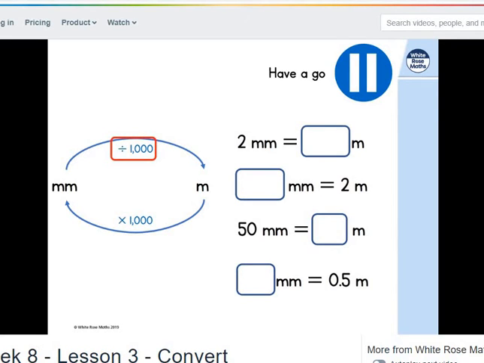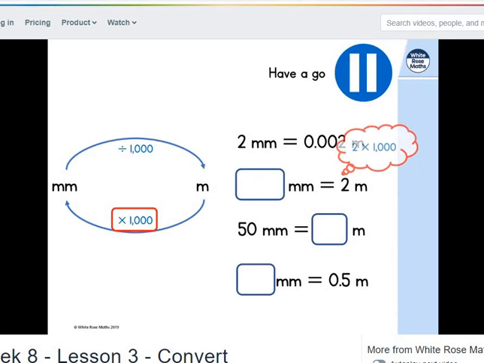Let's have a look at the first one. Well, currently, it's in millimetres, 2 millimetres in fact. Looking at our graph, because we're going from millimetres to metres, we need to divide by 1,000. And 2 divided by 1,000 is 0.002 metres. What about the next one? We're looking at 2 metres, and we want to convert that into millimetres. So I'll be going from metres to millimetres, so I need to multiply by 1,000. So the calculation would be 2 times 1,000, which is 2,000 millimetres.